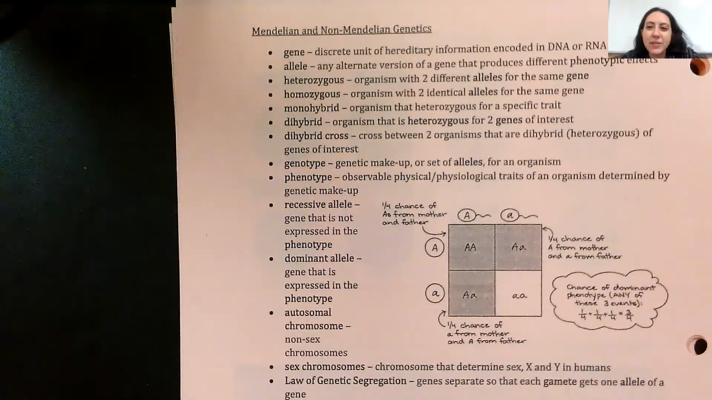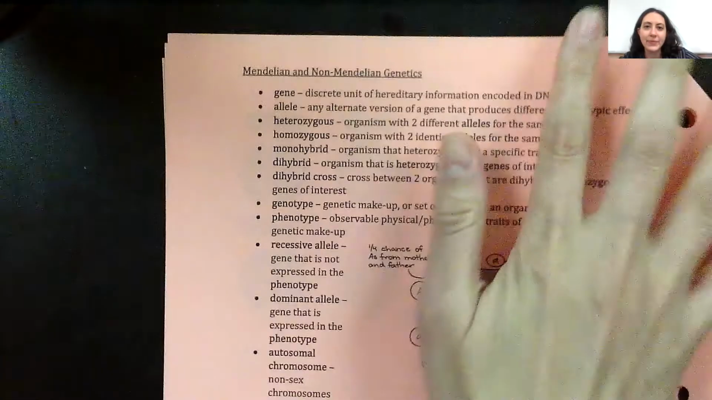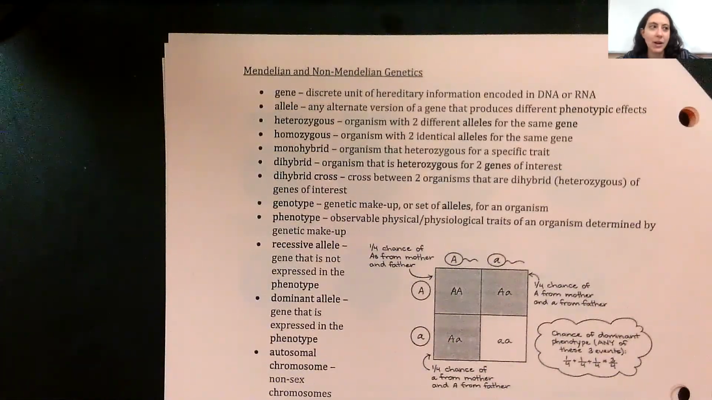All right, AP Bio students, let's talk about some genetics and some inheritance. This section is called Mendelian and non-Mendelian, and I'll explain kind of what the difference is. Mendelian genetics is more of the classical dominant versus recessive traits. Not all traits are Mendelian.